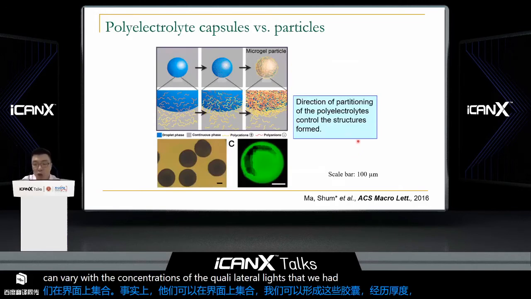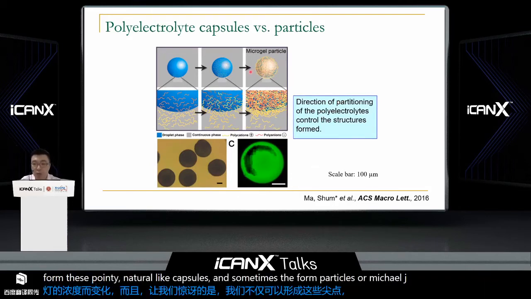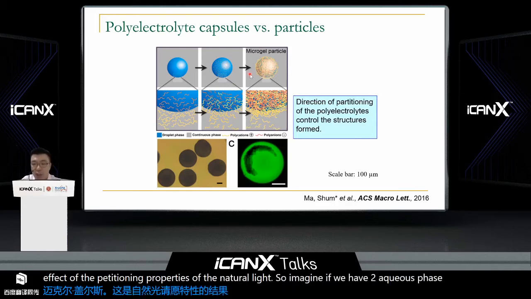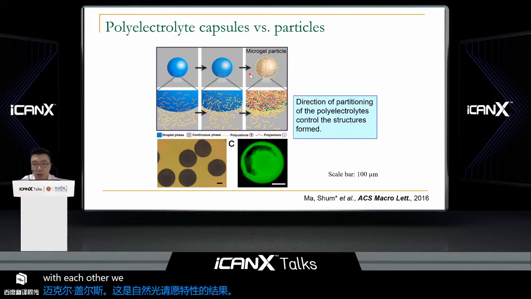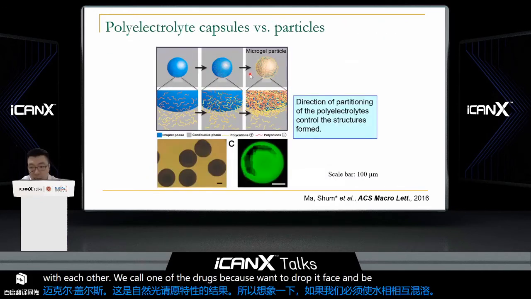And also, to our surprise, we do not only form these polyelectrolyte capsules, sometimes we form particles or microgels. This turns out to be an effect of the partitioning properties of the polyelectrolyte. So imagine if we have two aqueous phases that are immiscible with each other. We call one the droplet phase A, and we call the other continuous phase B.